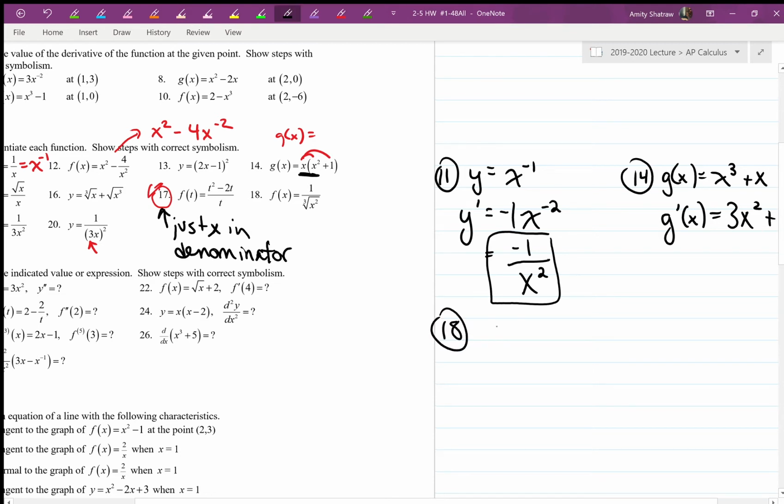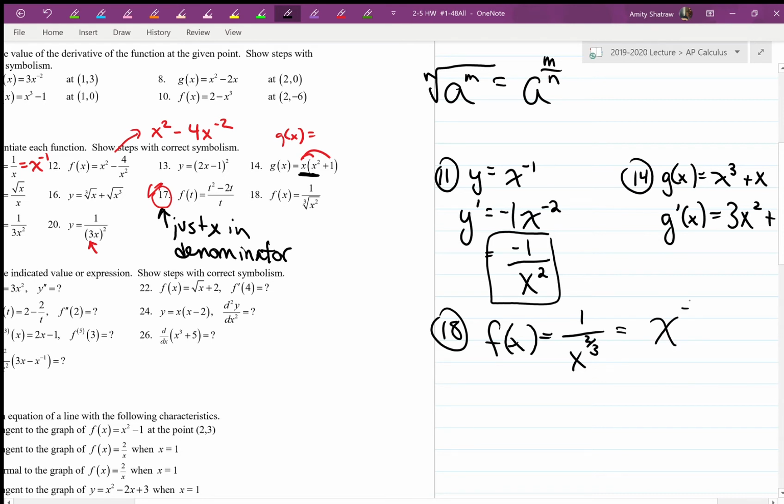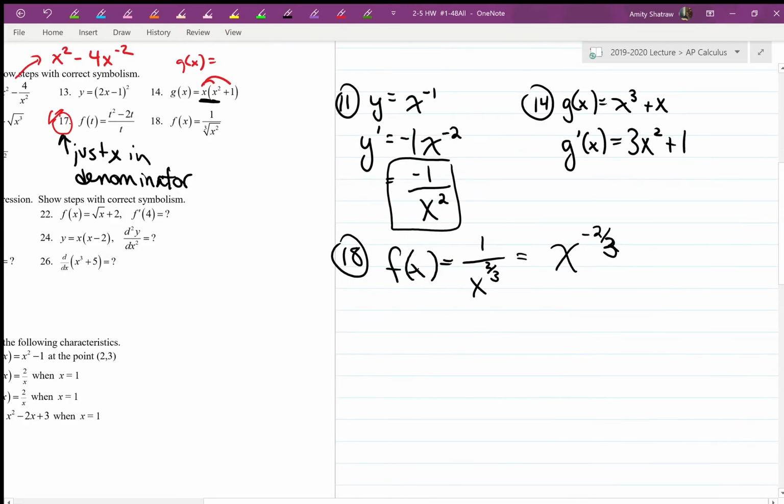Ready? f of x is really 1 over x to the 2/3 power. And I'm using this rule: a to the m, if I want to take the nth root of that, I get a to the m over n. So I'm leaving it in the denominator just so I can think about what that fraction power is. But now I'm going to bring it up into the numerator so that I can take the derivative of it. Go ahead and try to take the derivative of it.